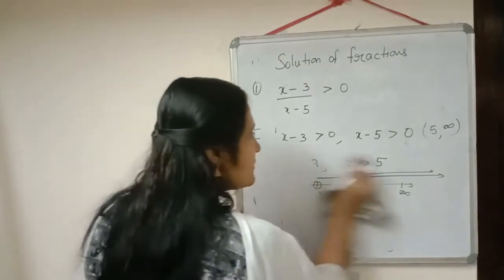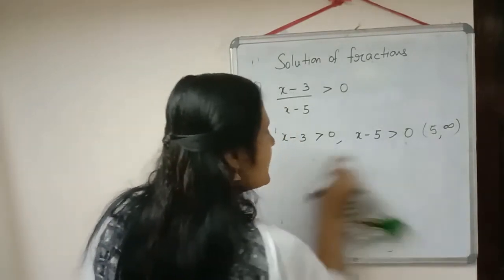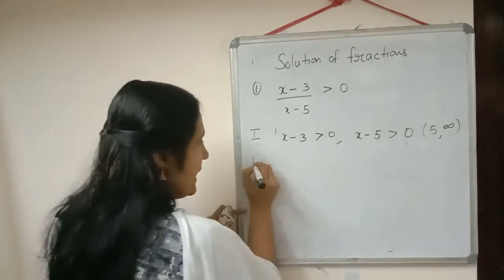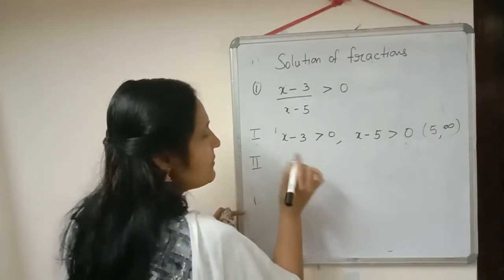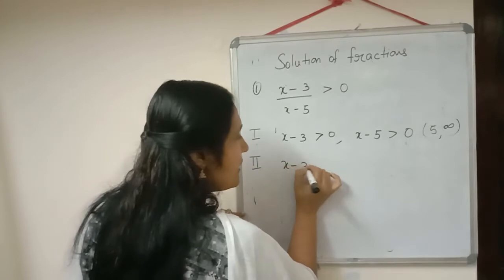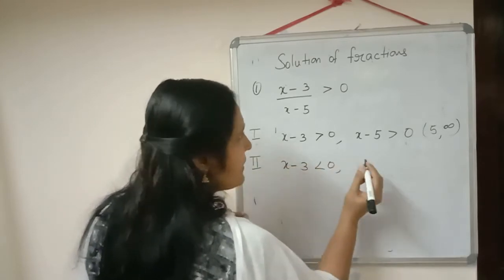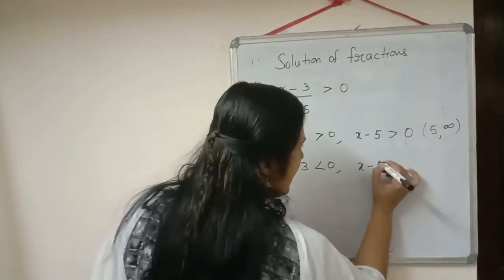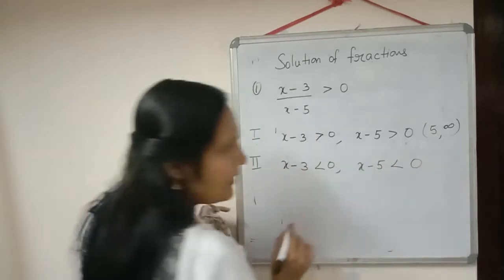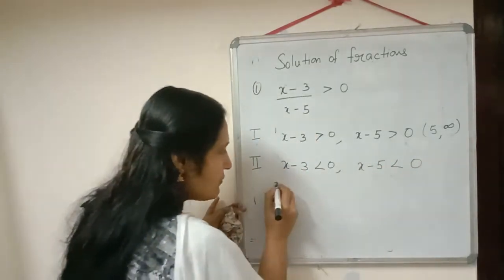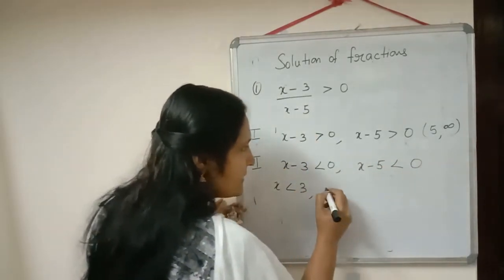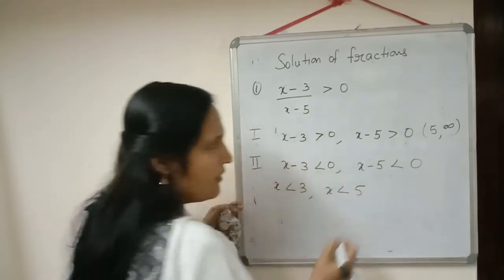Now the second case is also possible. What is the second case? Both are negative. Just write down, both are negative means both are smaller than 0. x minus 3 less than 0, x minus 5 less than 0. So in that case we'll get x less than 3 and x less than 5.